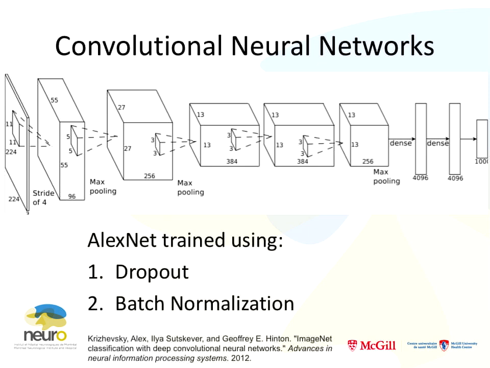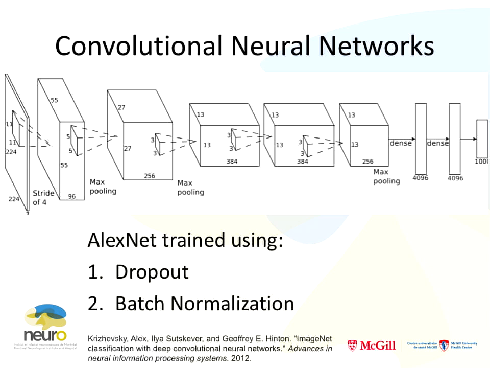So the AlexNet paper used 2 different techniques that made this work really well, and I think this was the first paper to use GPUs to actually train. And it took a week, I think, to train, even with the 2 strongest GPUs that were available at the time. But this technique called dropout was used during training.